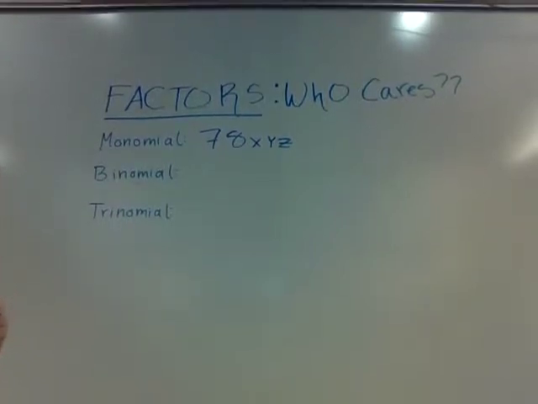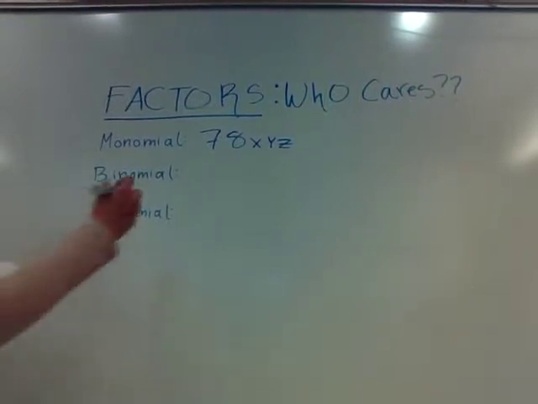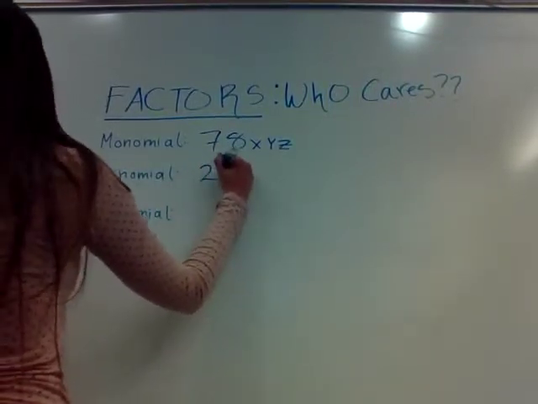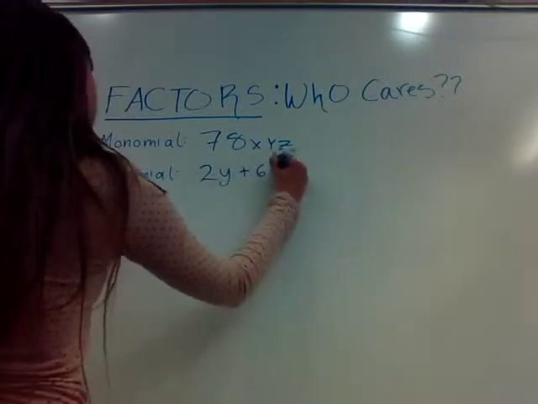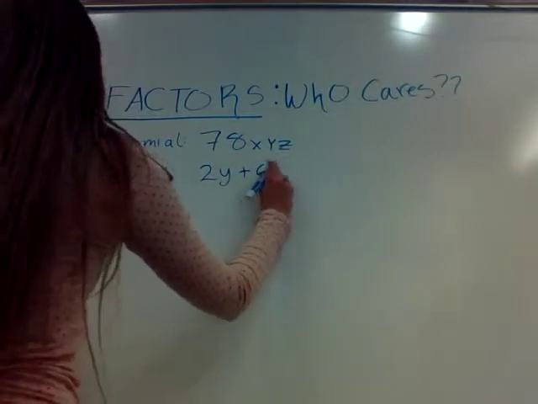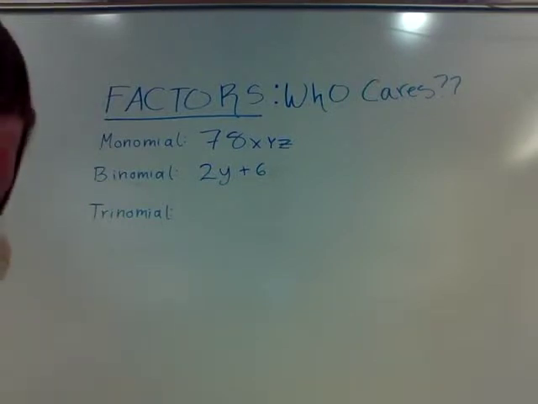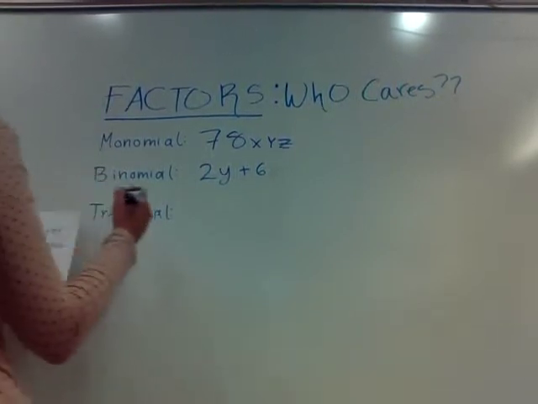A binomial is a polynomial with two terms. So, for example, that would be 2y. A trinomial is a polynomial with three terms.